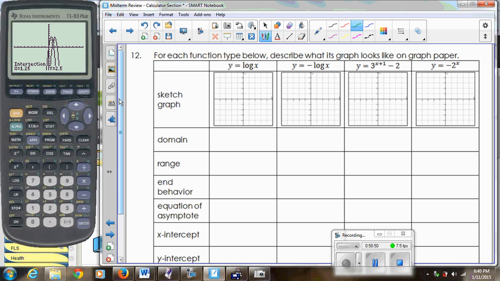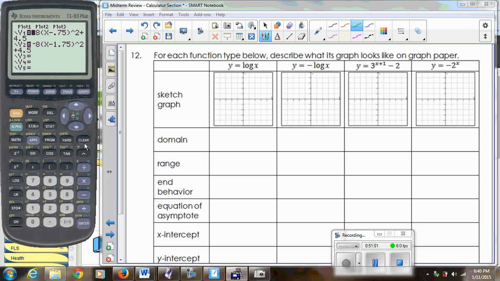Number 12. Okay, so now we've got to remember about our different log and exponential functions. You can use your calculator on this. Let's go ahead and just think about the log of x. So this is just dealing with a common log. And I'm going to actually change my window to match the graph on the paper so it'll be easier to trace. And I can see that the graph goes from negative 5 to positive 5.